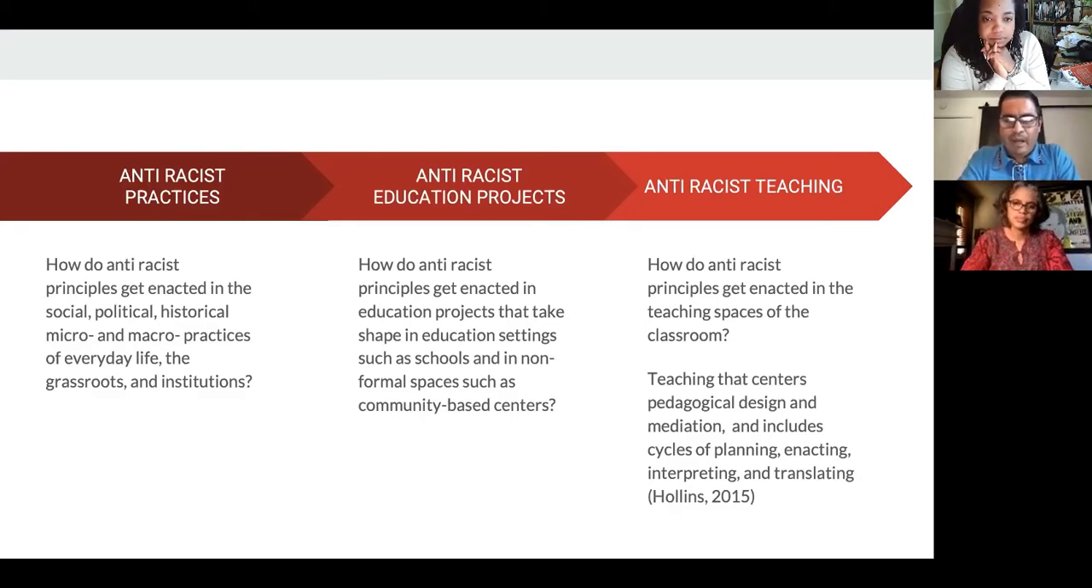But how do we then begin to think of anti-racist principles and how those get enacted in education projects that take shape in education settings, such as schools, but also in non-formal spaces, such as in community-based centers? So I'm thinking of schools, but I'm also thinking of where education happens.